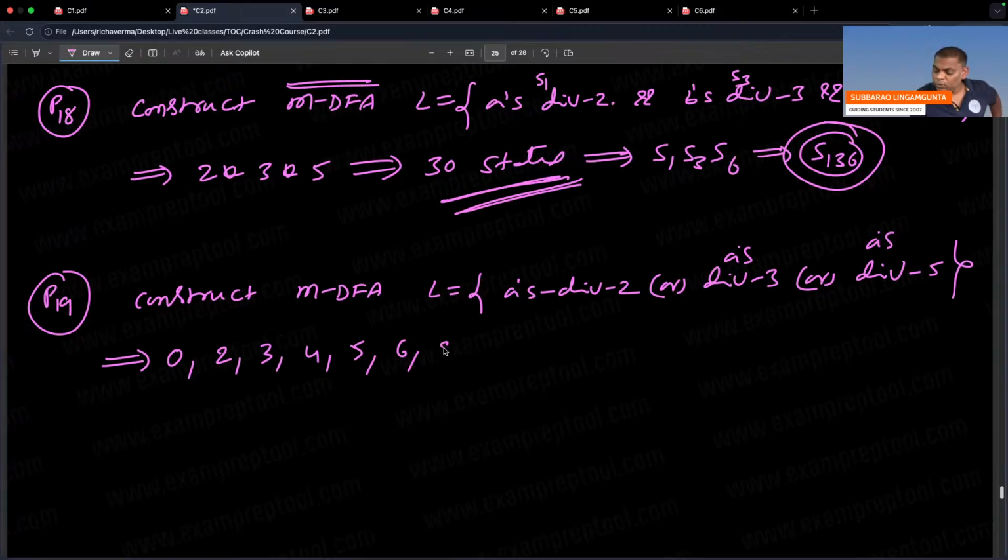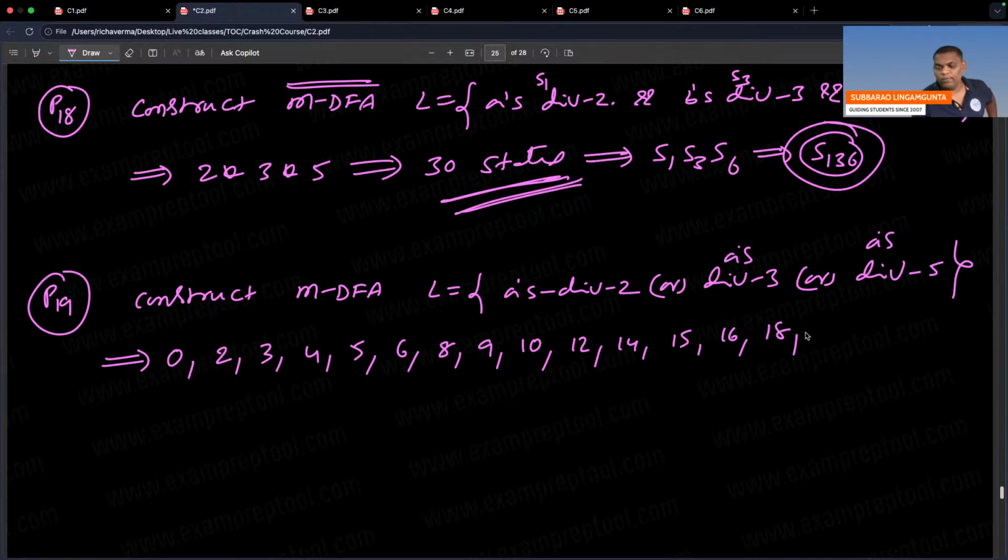8, divisible by 2, satisfied. 9 divisible by 3, satisfied. 10 divisible by 5, satisfied. 11, I think no one will satisfy. Be careful everyone. 11, no one will satisfy. 12, many people: 2 also, 3 also. 13, no. 14, yes. 15, yes. 16, yes. 17, no. 18, yes. 19, no.